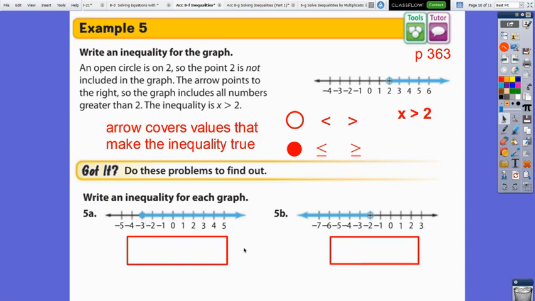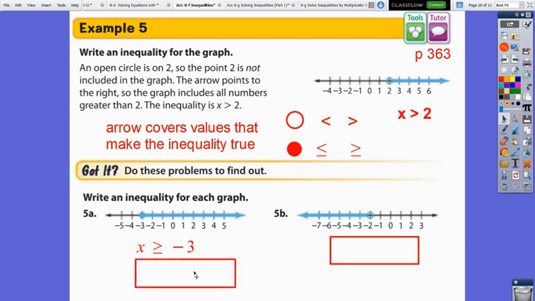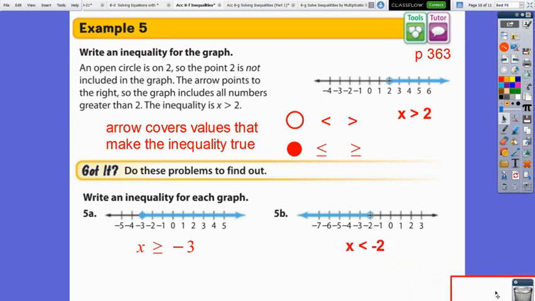What is this one? It's a closed circle, and the values are greater than that value, -3. So your inequality is X is greater than or equal to -3. It has to have the equal sign because it's a closed circle. And 5B, going this way means I'm looking for values that are smaller than this -2. And the open circle means X is less than -2.